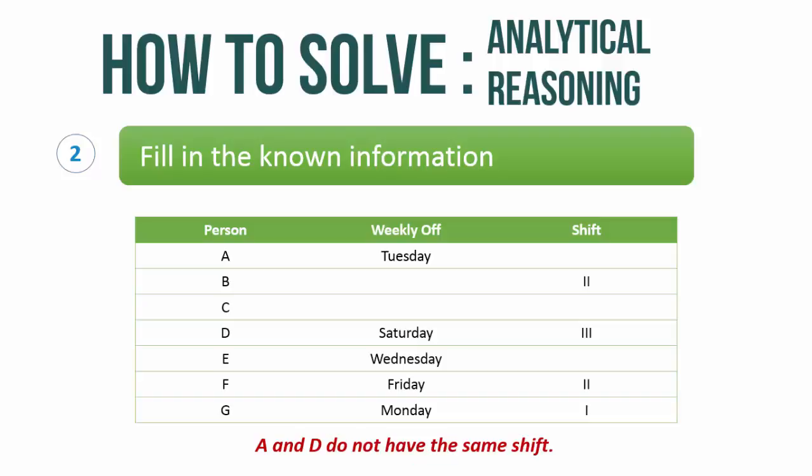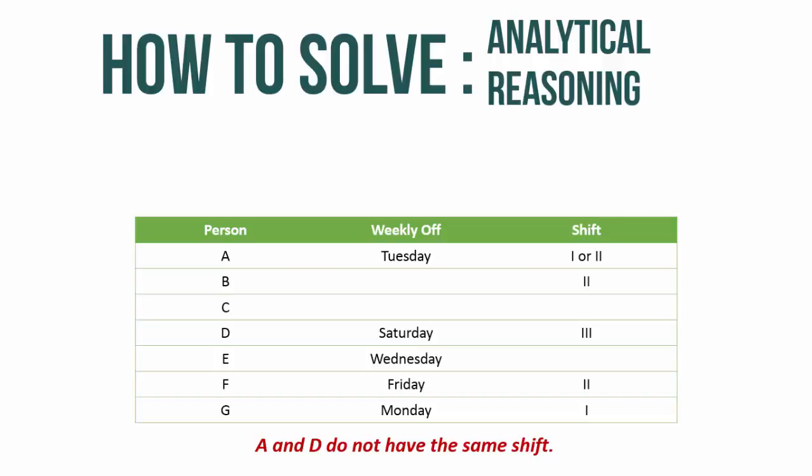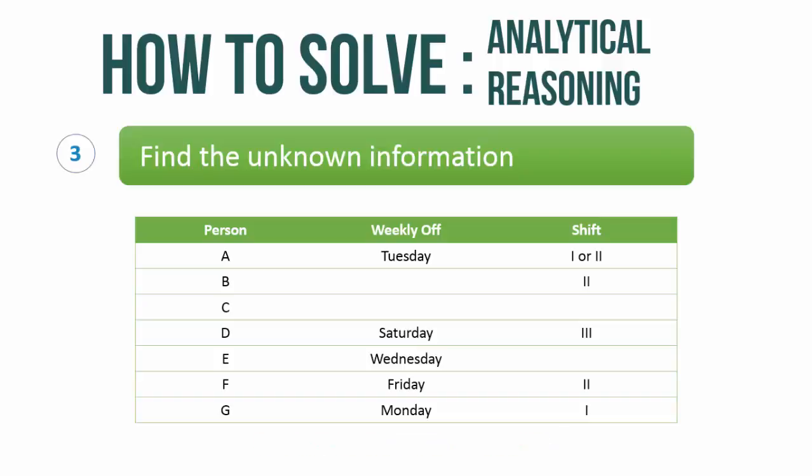Then it is stated that A and D do not have the same shift. Now it's already given to us that D works in shift 3. So this means that A works either in shift 1 or in shift 2. Now that we've filled in all the known information, it's time for us to fill in the unknown or derived information.